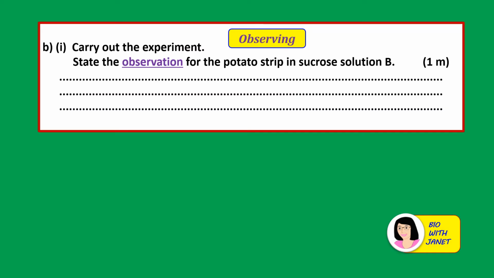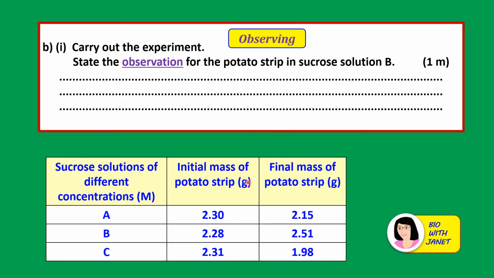Second question, B1, carry out the experiment. State the observation for the potato strip in sucrose solution B, 1 mark. So this question tests your skill of observing and stating the observation. So let's look at the results here again, right? Now try and write down an observation.